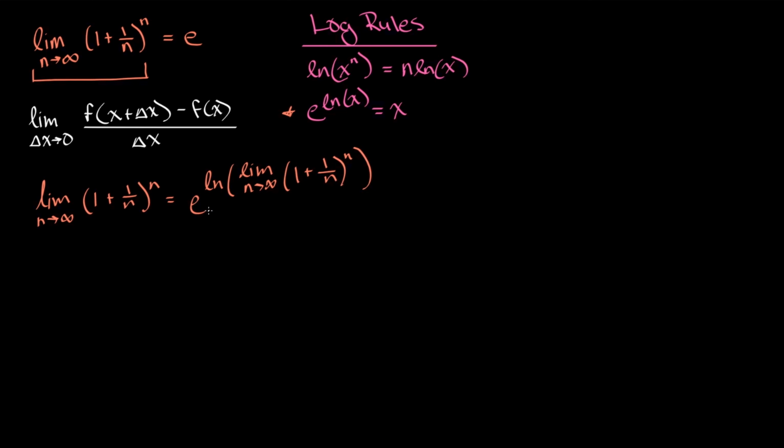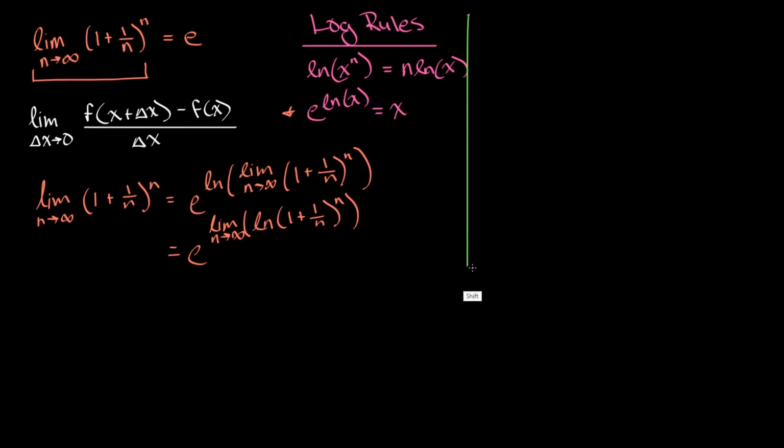And now that we have this, this is a little subtle, but I'm going to claim that we can rewrite this using the fact that the natural log of the limit is the same as the limit of the natural log. So I'm going to rewrite this as e to the limit as n goes to infinity of the natural log of 1 plus 1 over n to the nth power. I'm not going to prove this in this video, but maybe I can give you some intuition behind that.